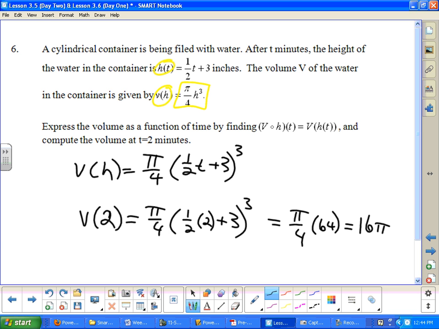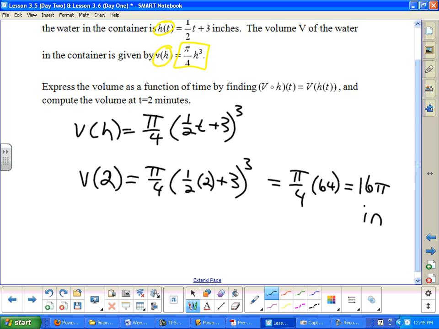And this would be in what kind of dimensions? Or what would be our units? Something cubed. What is cubed? Right? Volume. 3-dimensional. Inches. Okay. All right. 16 pi cubic inches, because we're dealing with our height is in inches, and so that tells us our unit is going to be in inches.